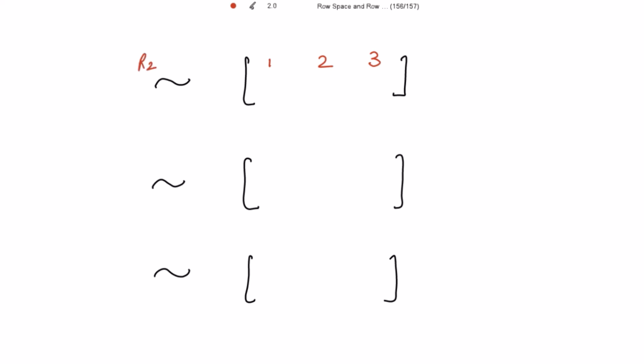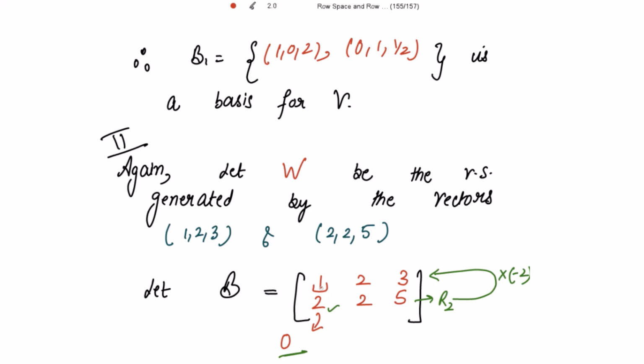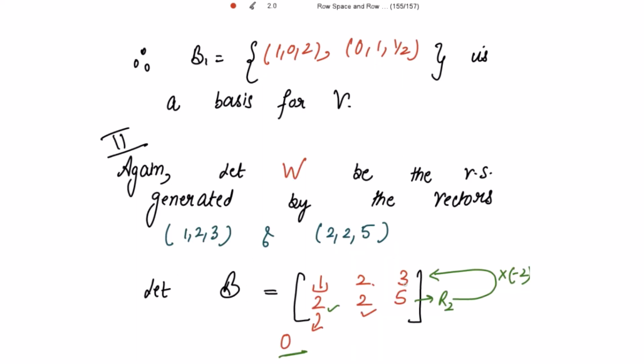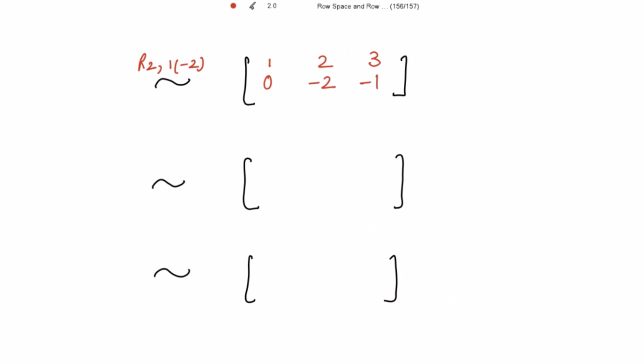Second row is to be changed by adding its elements to row 1, but row 1 should be first multiplied with -2. So 1 is multiplied with -2, we get -2, and adding this to 2 we get 0. 2 multiplied with -2 is -4, adding this to 2 we get -2. 3 is multiplied with -2, we get -6, and adding this to 5 we get -1, right? So we get our leading element as 1 for the first row.